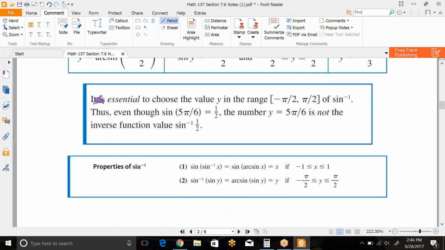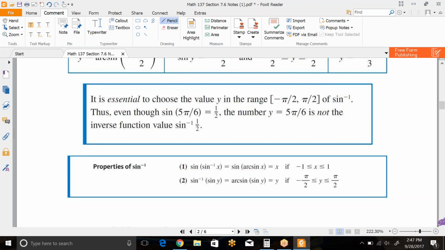And this is what the final step of this says. It is essential to choose the value y in the range -π/2 to π/2 of sine inverse. Thus, even though sine of 5π/6 is 1/2, the number y equals 5π/6 is not the inverse function value sine inverse of 1/2. So you just have to be aware that that is now unique. We're saying if you take sine inverse of 1/2, the answer you're supposed to report has to be in this range.